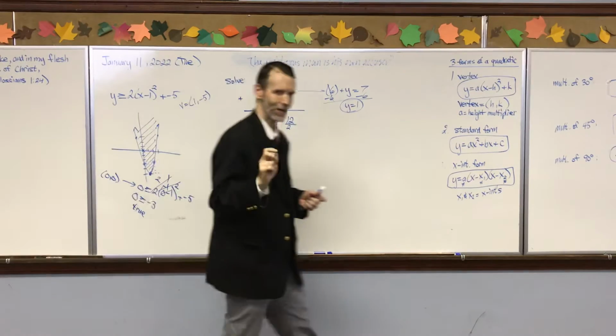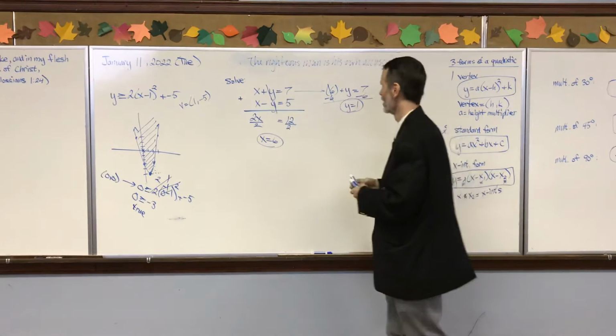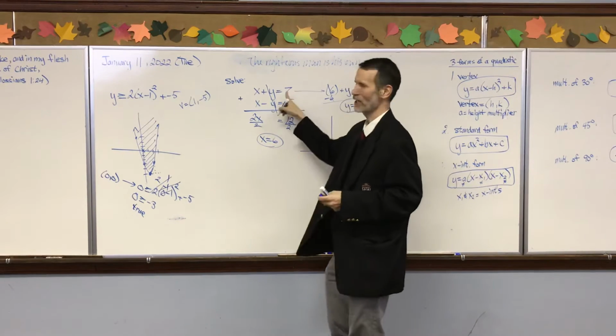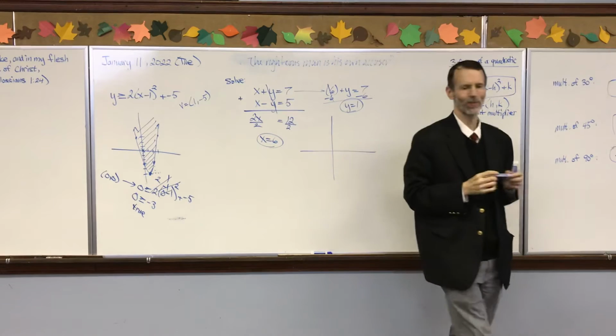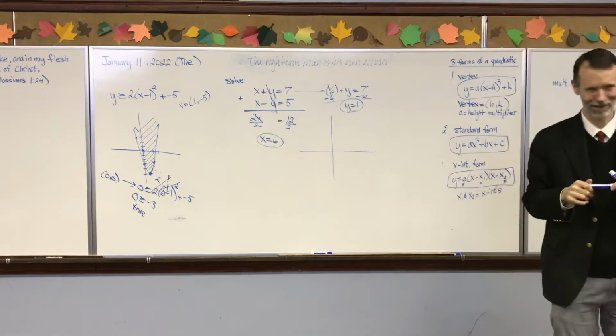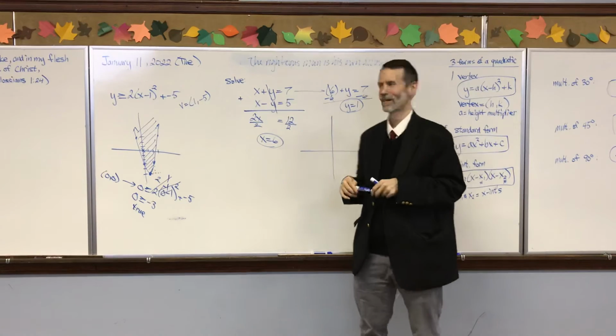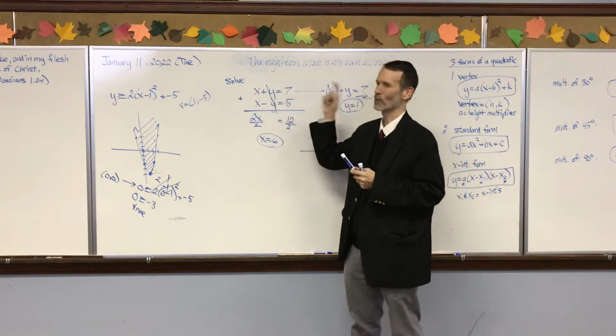Just to refresh your memory on what's actually going on behind the scenes. Does anybody remember how to graph x plus y equals 7? It's what's called standard form of a line. How do you graph standard form of a line? There's several options. Can somebody talk me through how to graph x plus y equals 7?